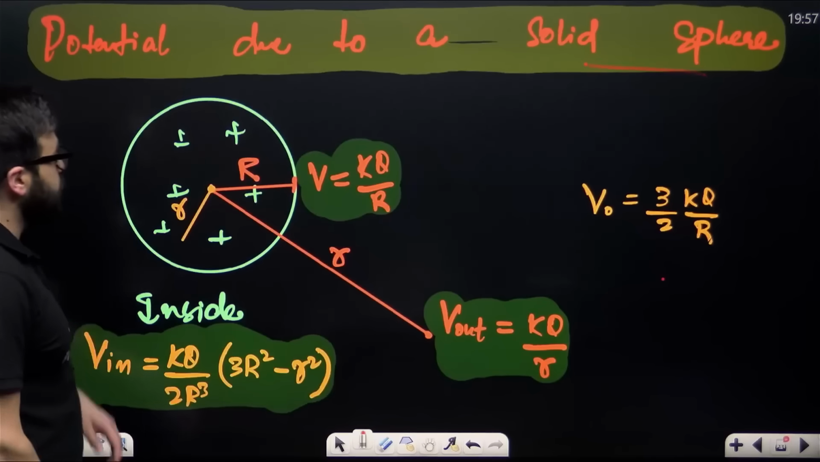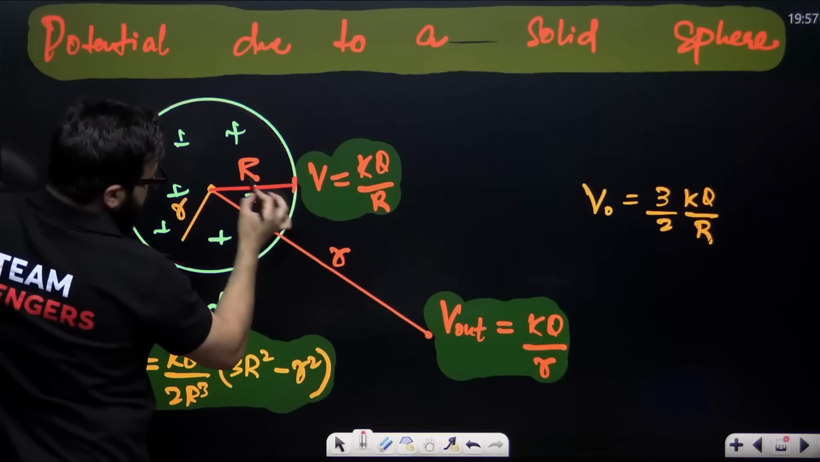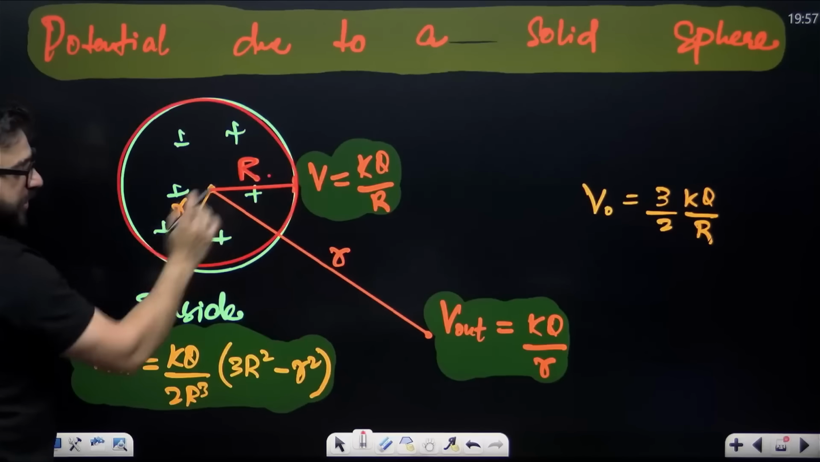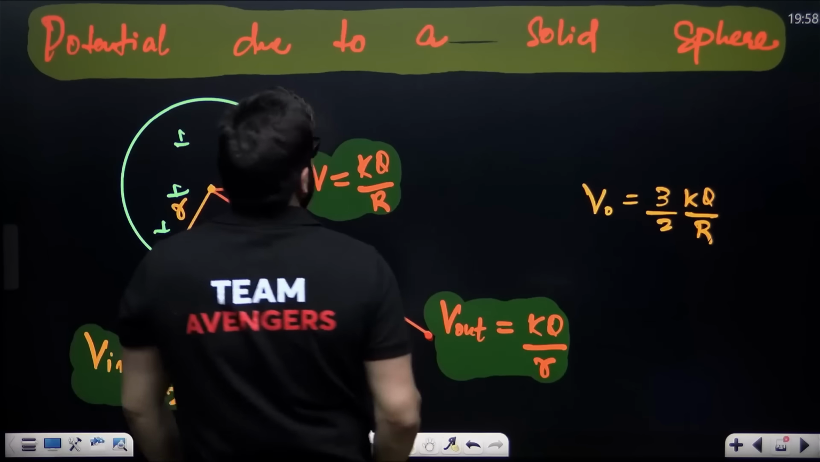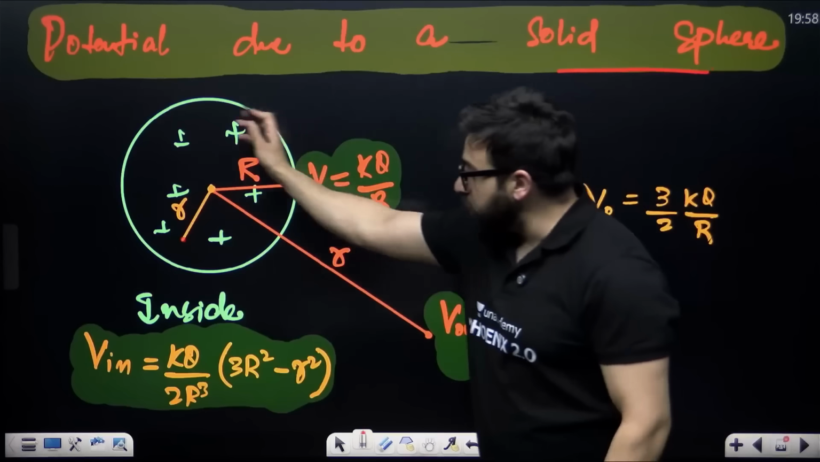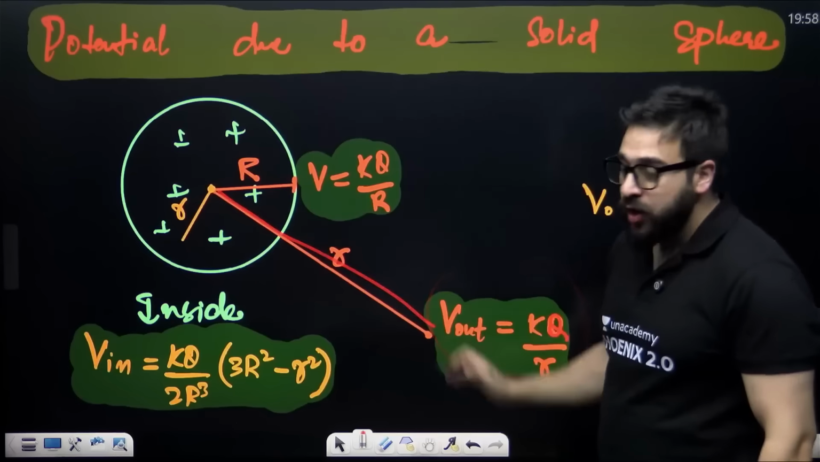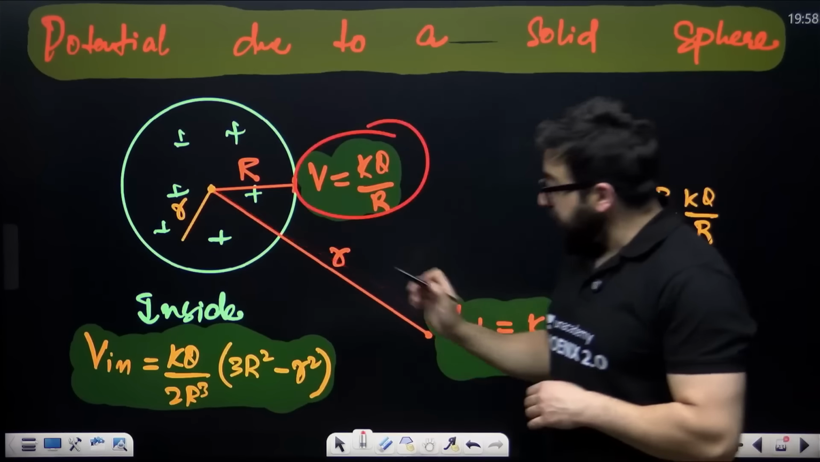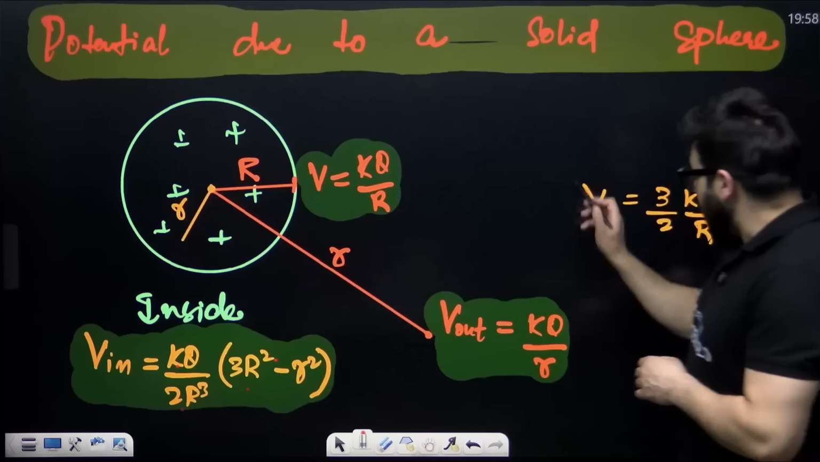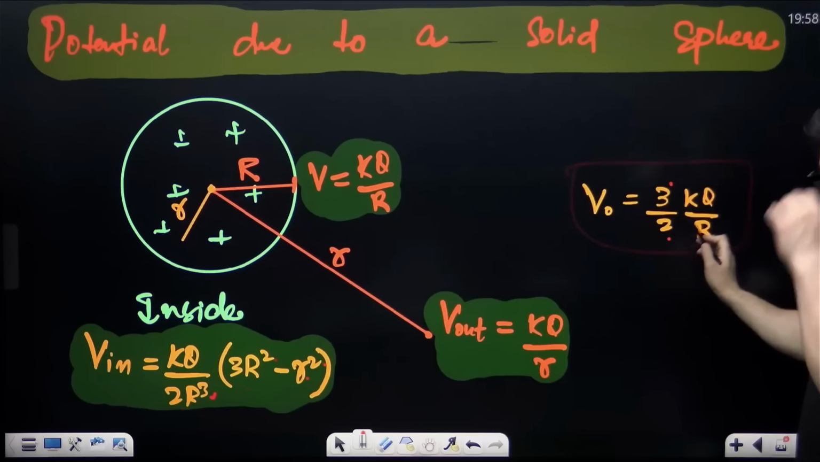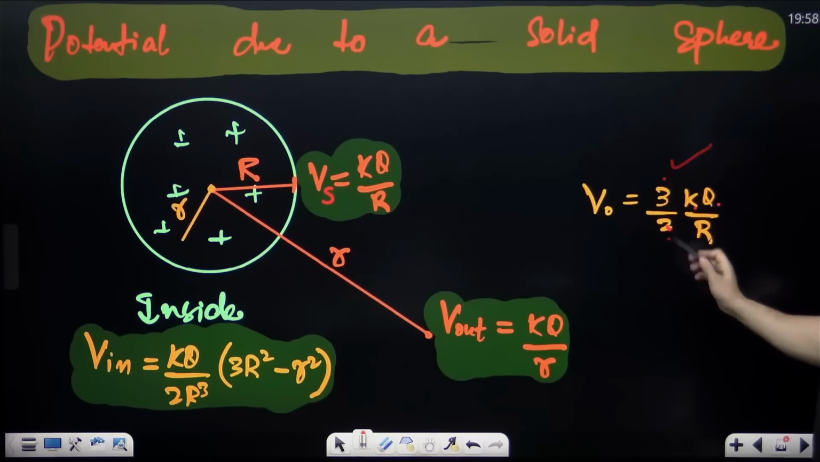Next concept, my dear NEET aspirants. Potential due to a solid sphere. You have a sphere of radius R. You are supposed to tell me potential outside, on the surface, and inside due to the solid sphere. Outside, potential will be kQ by r, where Q is the charge and r is the distance from the center to that point. On the surface, it is kQ by capital R. Inside at any point, it is kQ divided by 2R cube, into 3R square minus r square. Exactly at the center, potential is 3 by 2 kQ by R. Potential at the center is greater than at the surface because this is 3 by 2, which means 1.5.